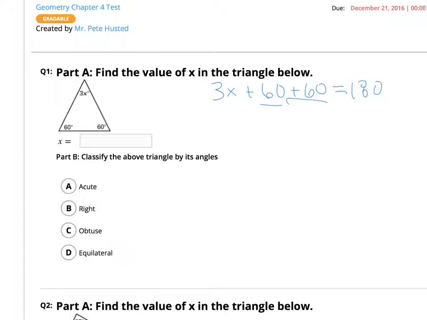On part B, we are simply asking you to classify this triangle by its angles. So, is it an acute triangle? Is it right? Is it obtuse? Or is it equilateral? So choose which one is most appropriate for number 1B.